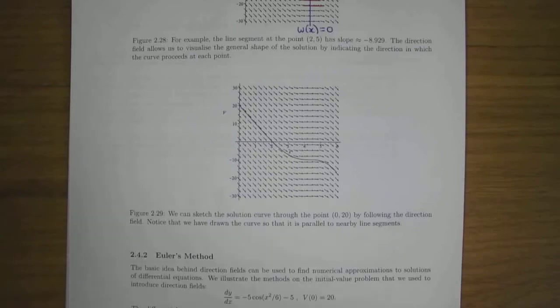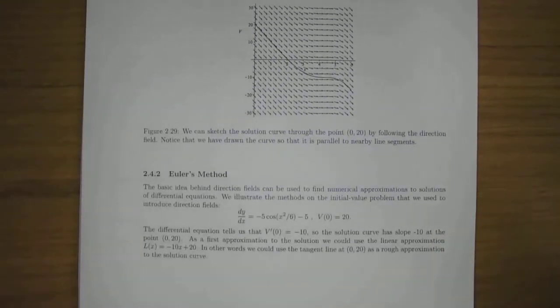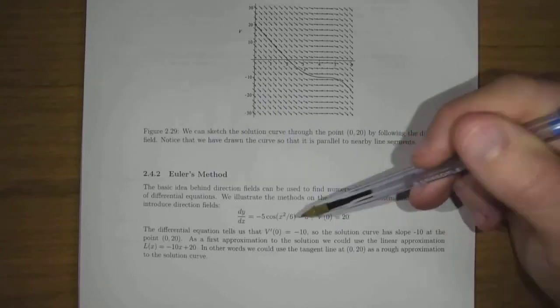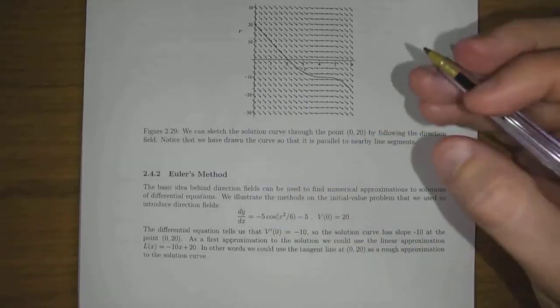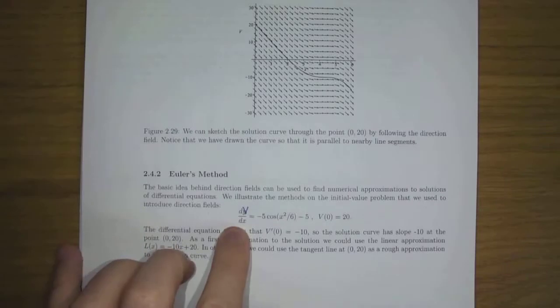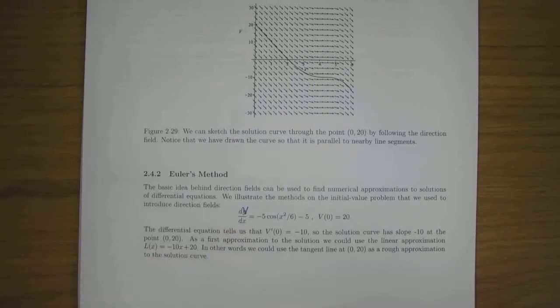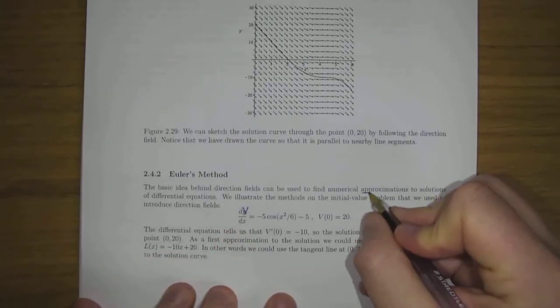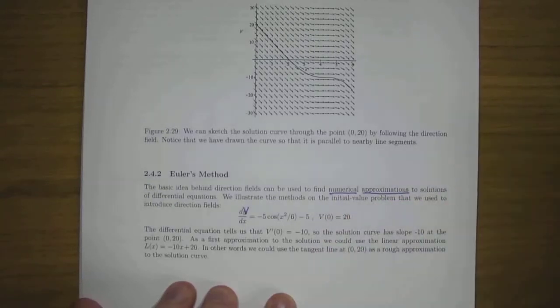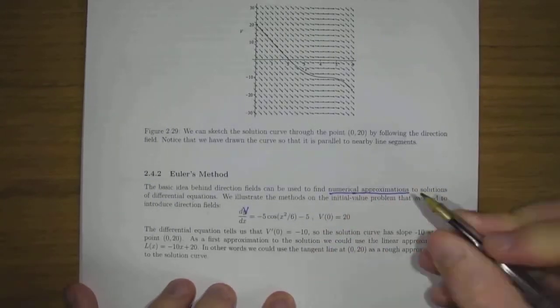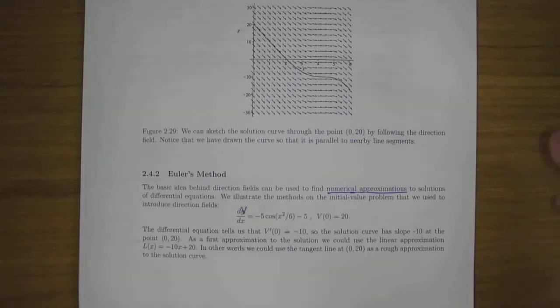Now, let's get some numbers going. The basic idea behind direction fields can be used to find numerical approximations to solutions. So approximations, we can't solve it exactly. If we could solve it exactly, we would have a formula for the shear at every single point. And if we want to know what's happening at x equal to 2, we just substitute in x equal to 2. And we have it. Here, we're going to have to just make do with approximations. Now, numerical just means the same thing. Really, numerical approximations here just means approximations.